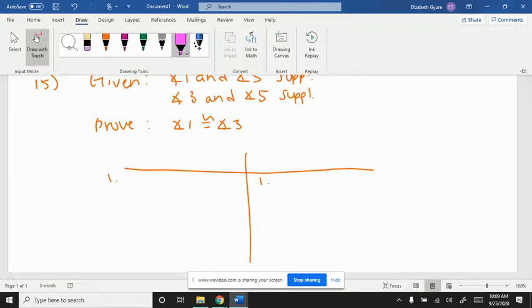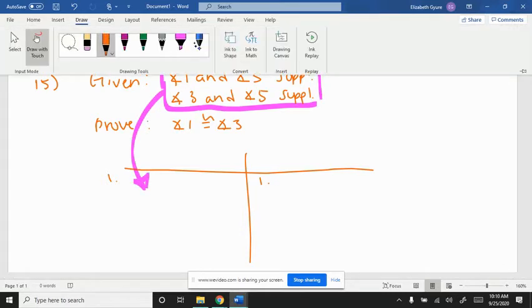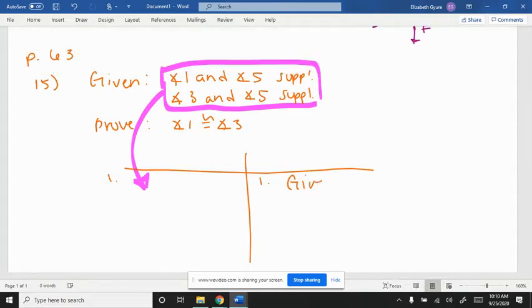Okay. You ready for a lazy teacher moment? That's my lazy teacher moment of the day. That's given. I would not do that on a test. I'm just doing it right now to save me a second.